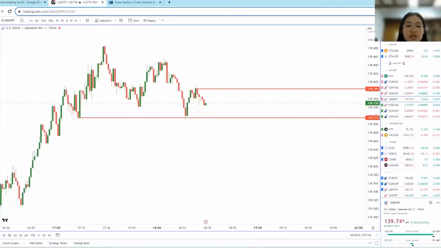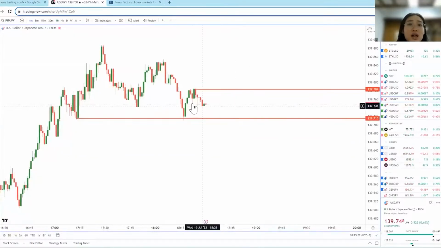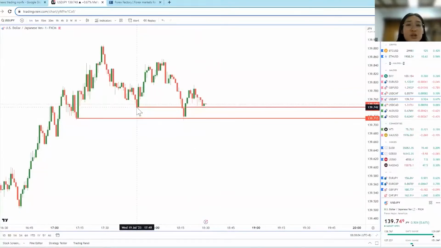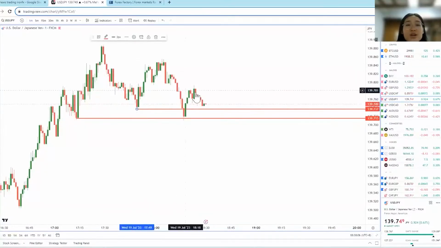But the strategy is exactly the same. After the news release, if you are expecting it to go up or down, and you see price looks like it's heading downwards, perhaps then you could place your take profit exactly where price is headed to.